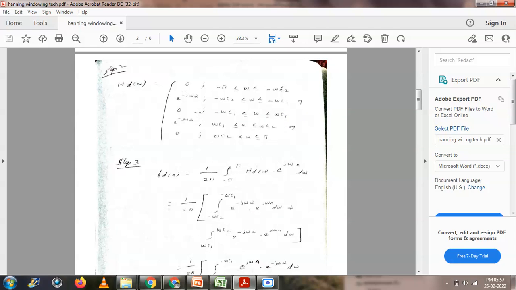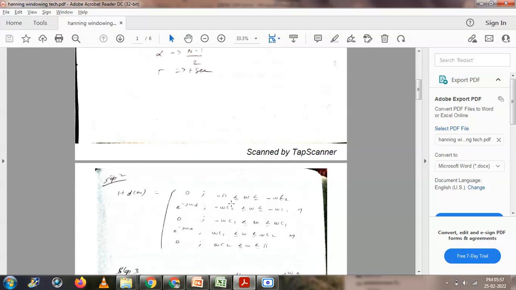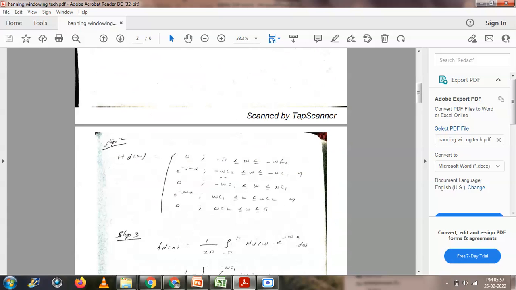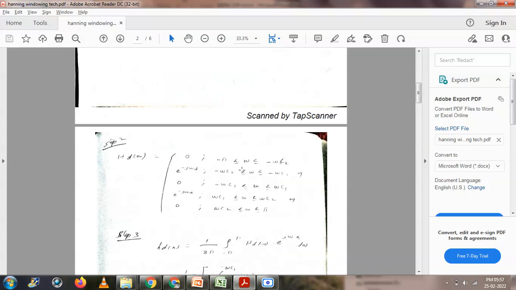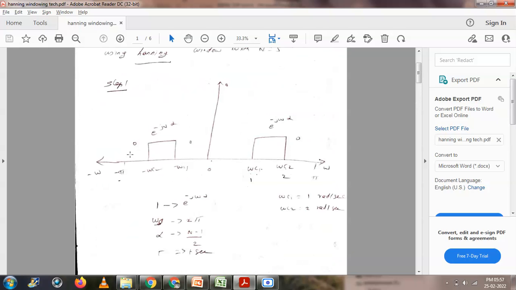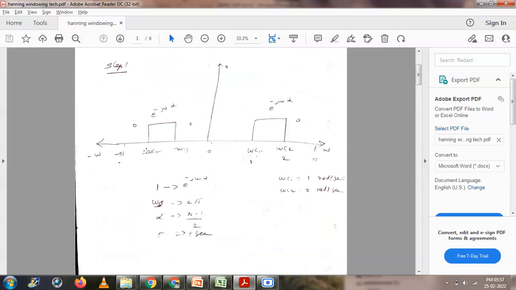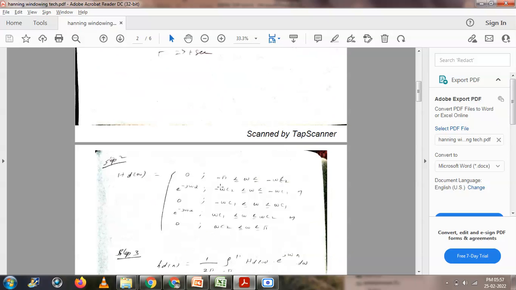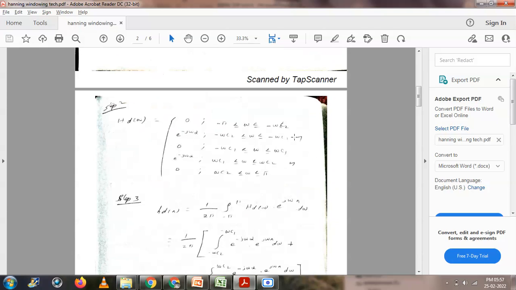And step 2, Hd of omega. From the diagram, this is 0 from minus pi up to minus omega c2. So where it is 0, it starts at minus pi and goes up to minus omega c2. Okay, e power j omega alpha.